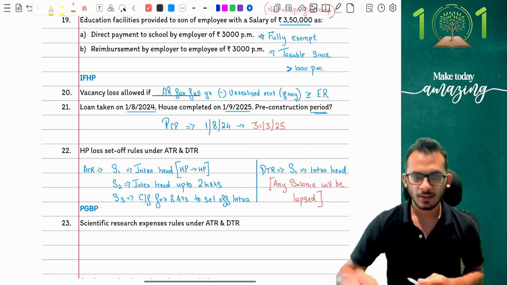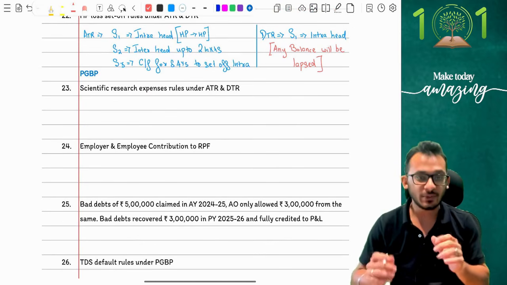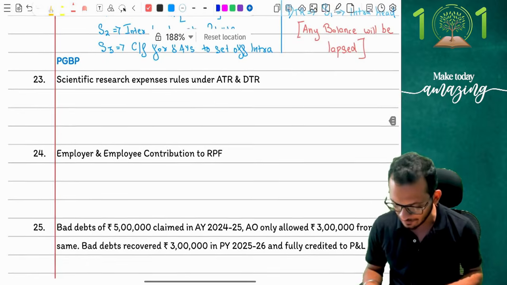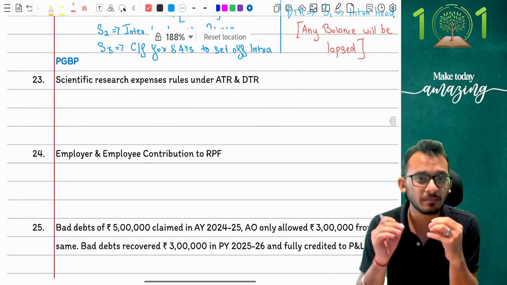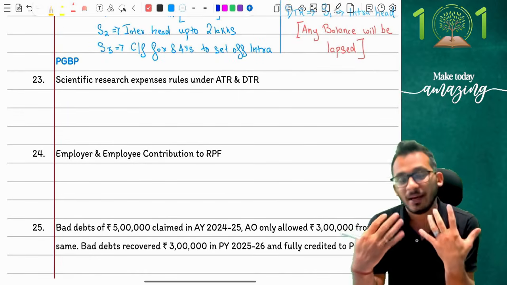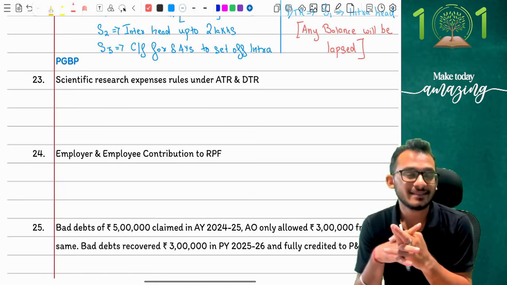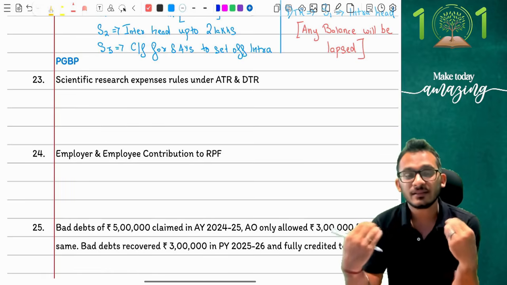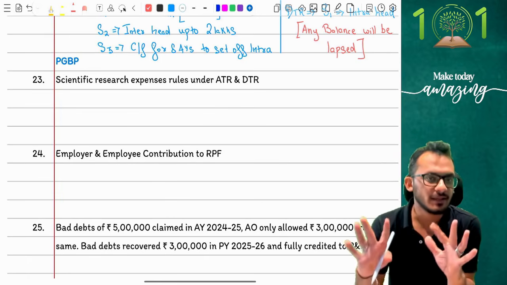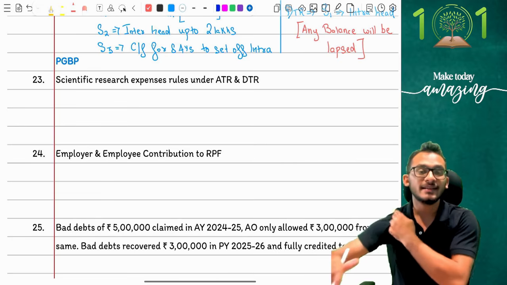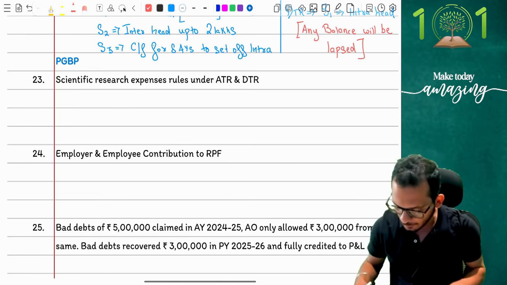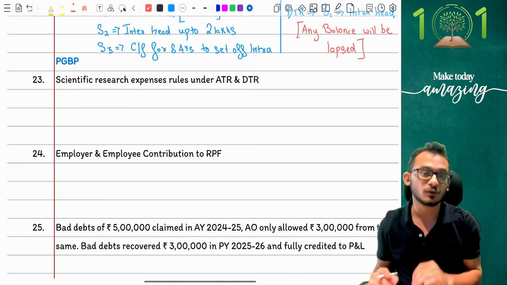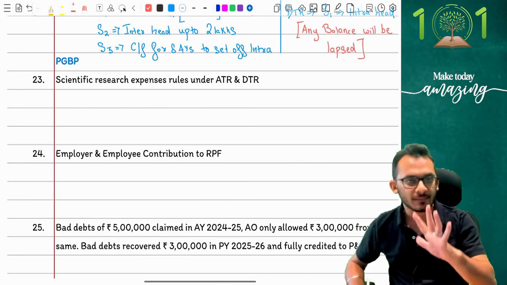Question 23. Question 23 basically is a very easy question, people, but I feel this is one of the most important adjustments, because in my experience at least, ever since ICAI started asking you questions relating to comprehensive DTR versus ATR, this is one adjustment you've always seen in examinations. Adjustment number 23 is basically asking you to compute and confirm what the scientific research rules are under ATR and DTR.